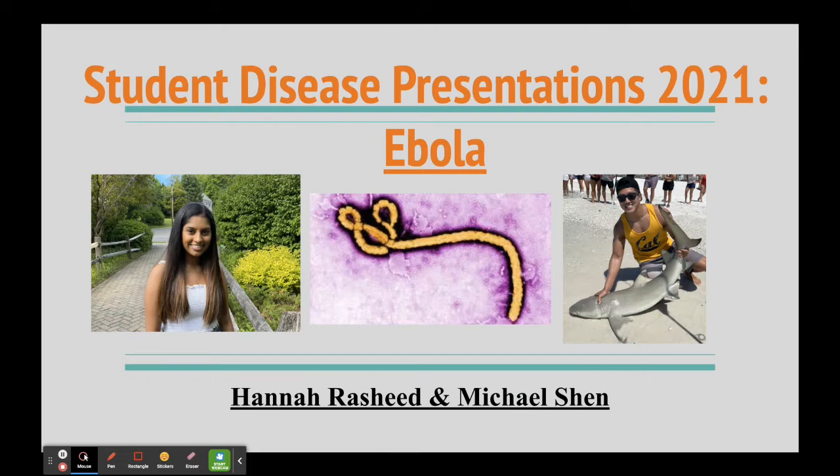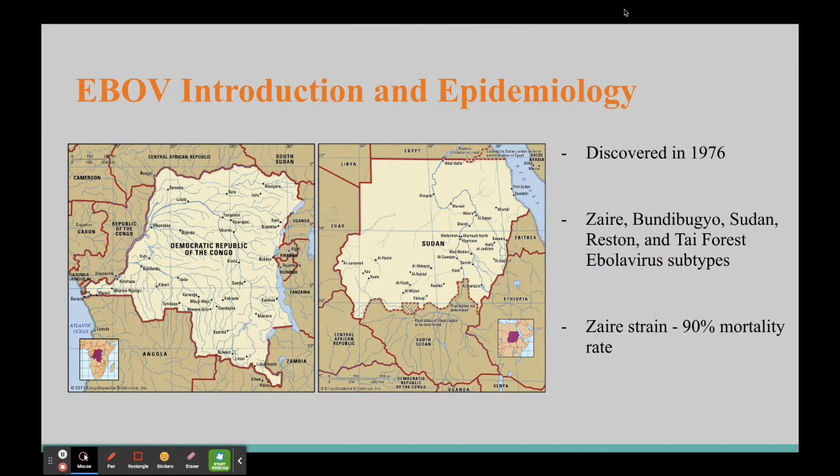Today we'll be discussing the Ebola virus. To begin with, the Ebola virus, EBOV, which was named after the Ebola River, was first discovered in 1976 following various outbreaks within Sudan and Congo, eventually leading to the establishment of 5 different species of the virus. Ebola virus causes Ebola virus disease, EBD, formerly known as Ebola hemorrhagic fever.